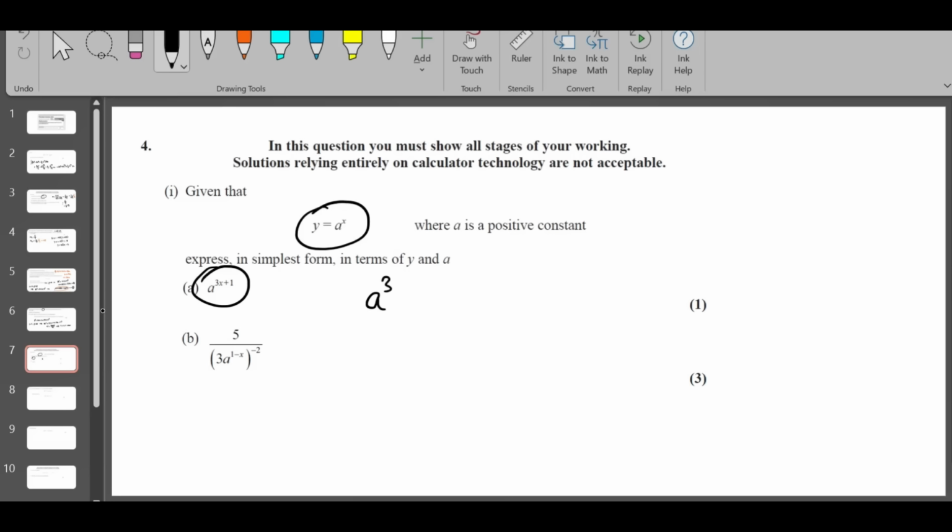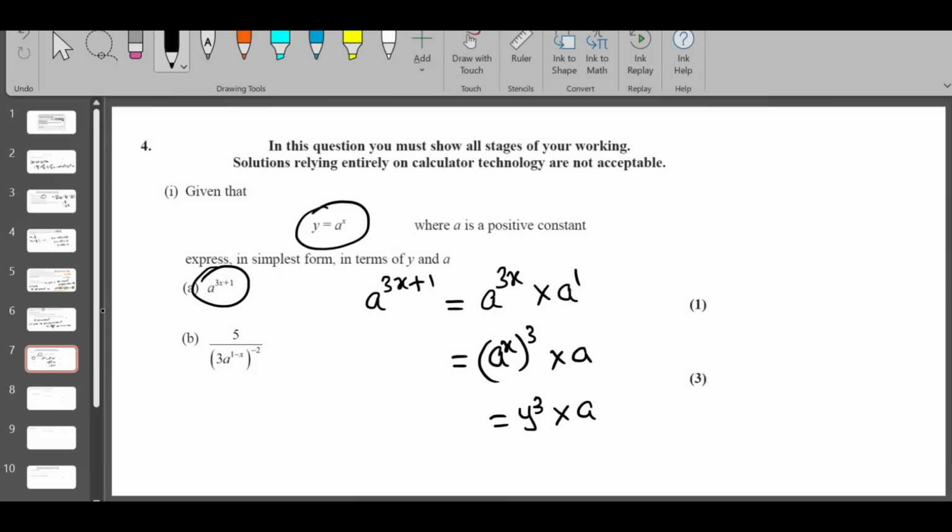We have a power 3x plus 1. By using laws of indices, I'm going to write it as a power 3x times a power 1. I can write a power 3x as a power x to the power 3 because we are going to multiply the powers anyway, times a, which is y cubed times a, or write it as a y cubed. That's the answer for part A.